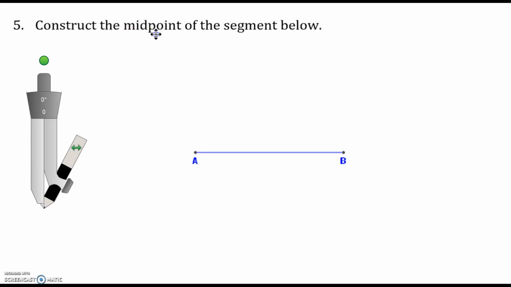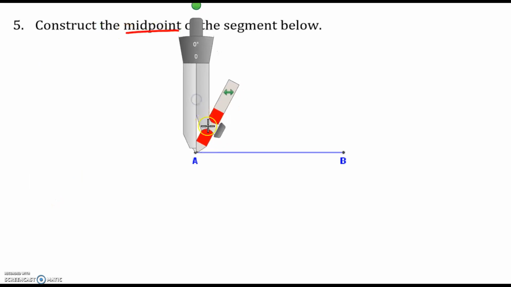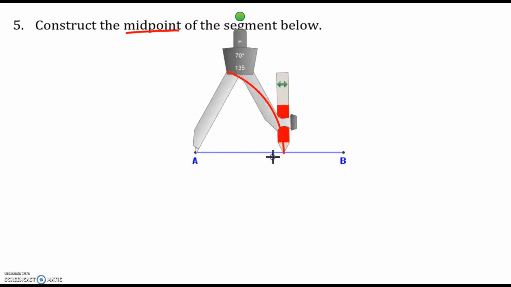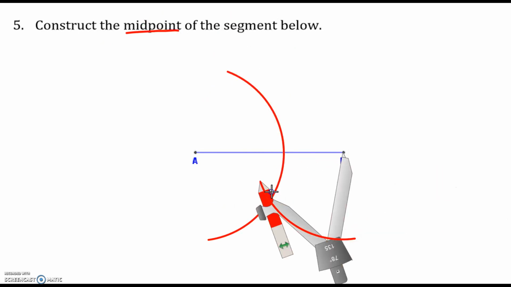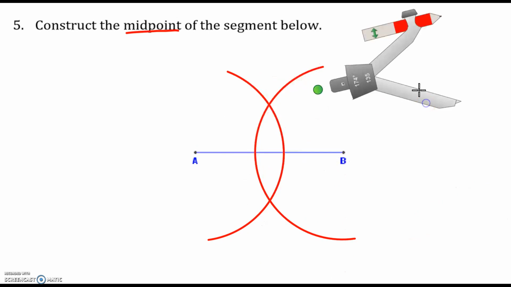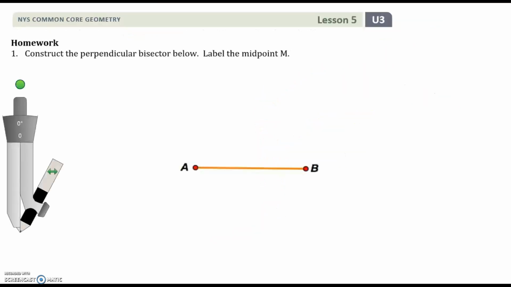Next, construct the midpoint is just a fancy way of saying construct the perpendicular bisector, because when you do the perpendicular bisector, you are bisecting your segment. You are creating two congruent pieces. You are locating where the midpoint would be. So if you do your perpendicular bisector and you draw your line in there, that point that you create here is your midpoint. So the perpendicular bisector is the line, the midpoint is the point.